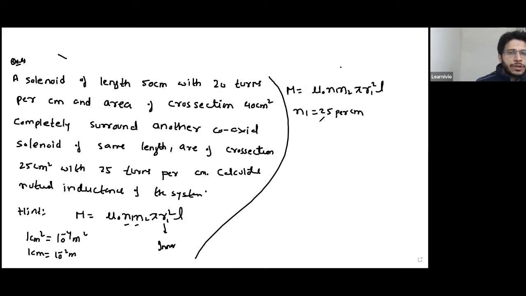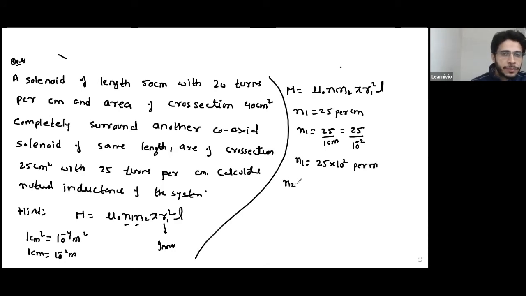So your N1 is 25 per centimeter. That means N1 is 25 by 1 centimeter. Now you can convert this 1 centimeter into meter. So it will be 25 by 10 raised to the power minus 2. I can take this 10 raised to the power minus 2 to the numerator. And this comes out to be 25 into 10 raised to the power 2 per meter.